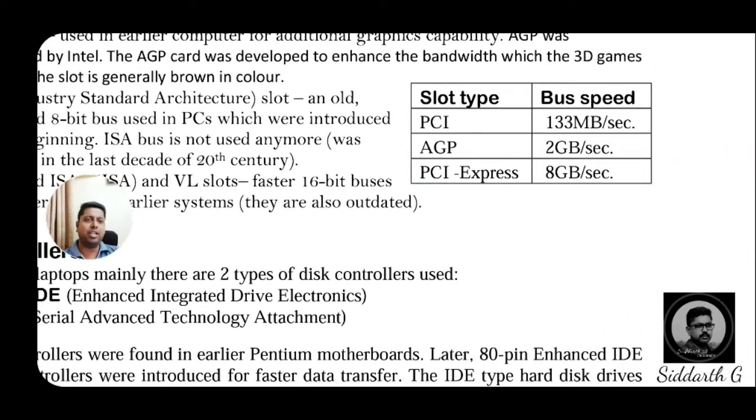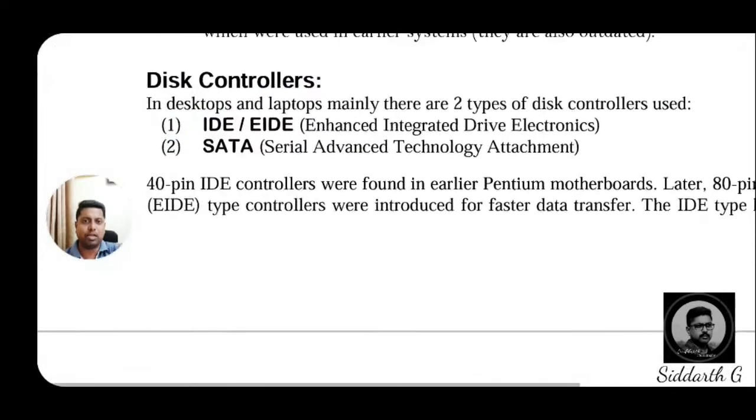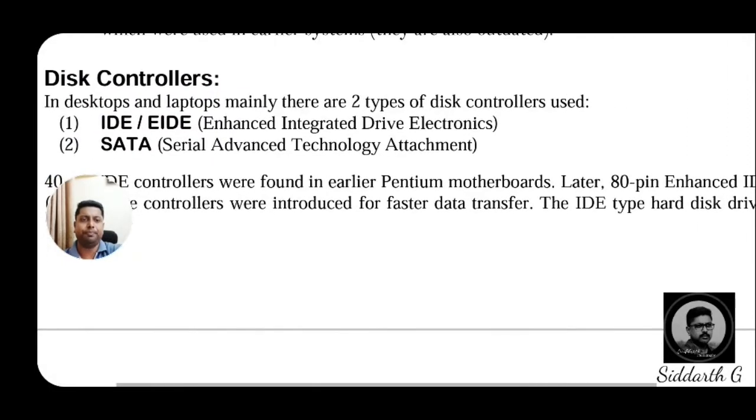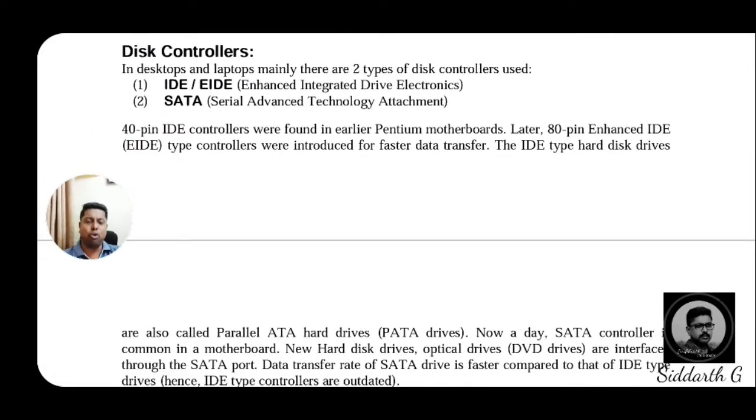If you are closely observing, for slot type, PCI slots support a maximum speed of around 133 MB per second, megabytes per second. AGP, accelerated graphics port, supports 2 GB per second, 2 gigabytes per second. And PCI Express supports 8 GB per second, high speed. So this is the speed of the buses, how those particular devices will perform.